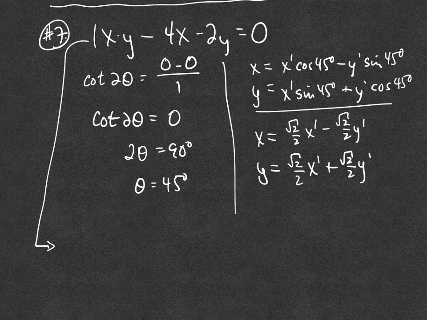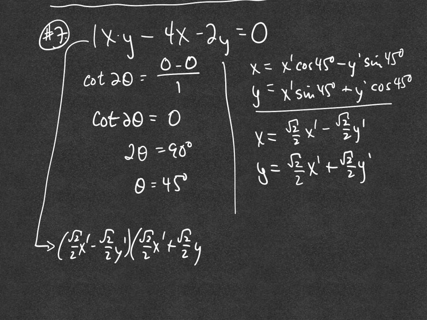All right, so everywhere we see an x, the square root of 2 over 2 x prime minus the square root of 2 over 2 y prime. Everywhere we see a y, same thing except a plus in the middle. All right, so there's our x times y. Then minus 4 times the x. And finally, minus 2 times the y.